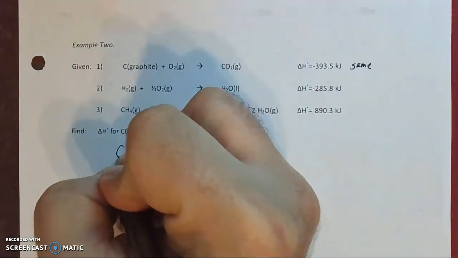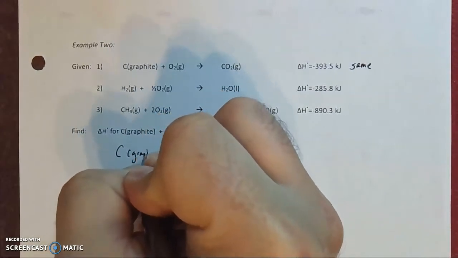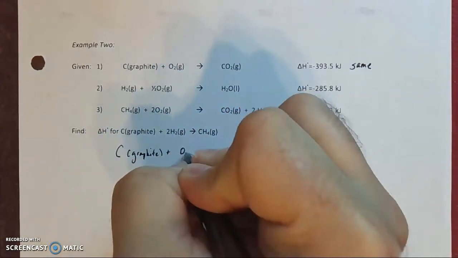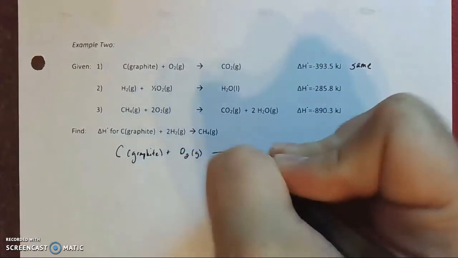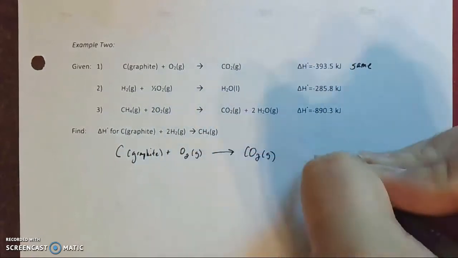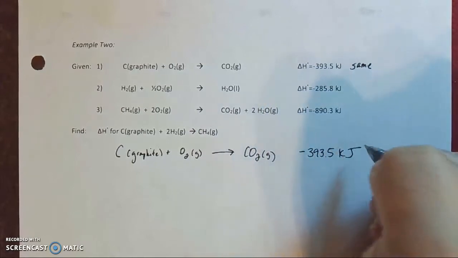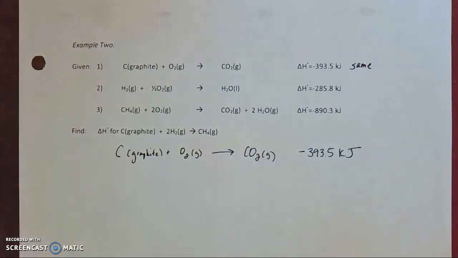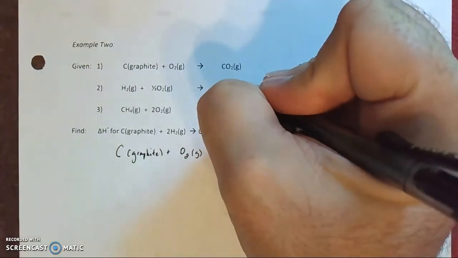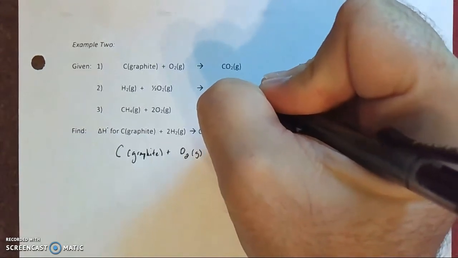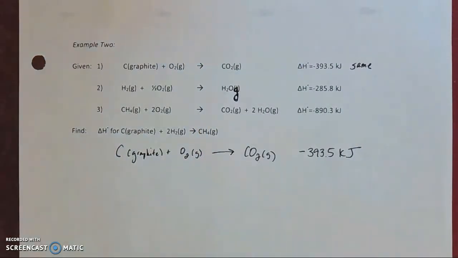So I'm going to go ahead and write it out. C graphite plus O2 gas yields CO2 gas, and we have negative 393.5 kilojoules. So now if I look, we are going to change one thing, and we're going to change this water to a gas. I messed up when I was typing this out.